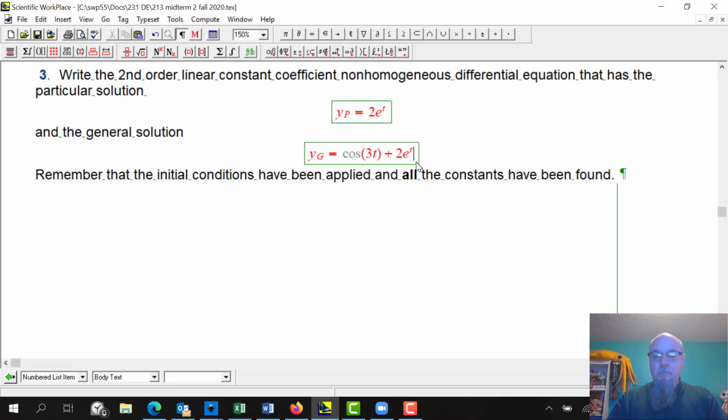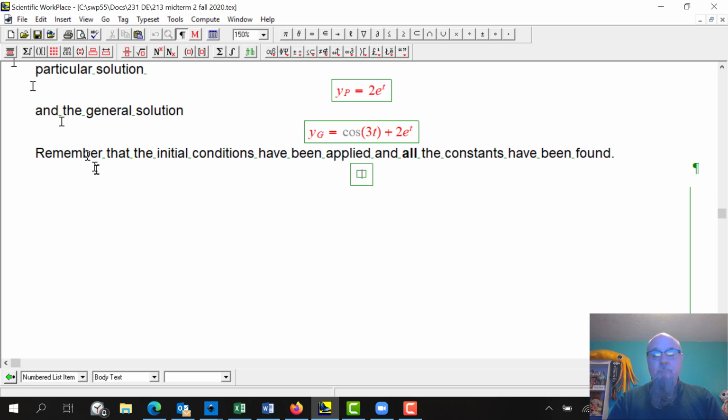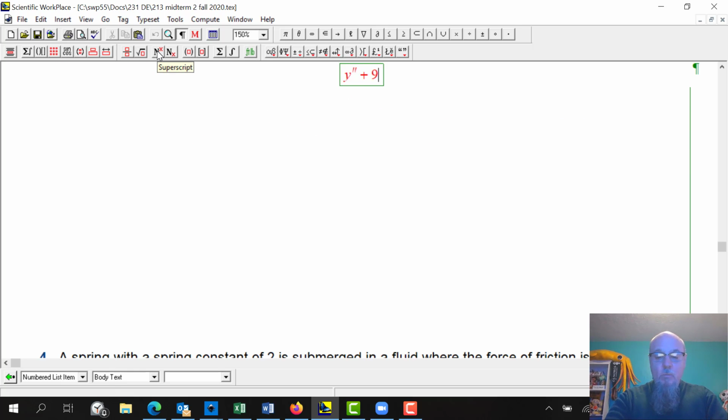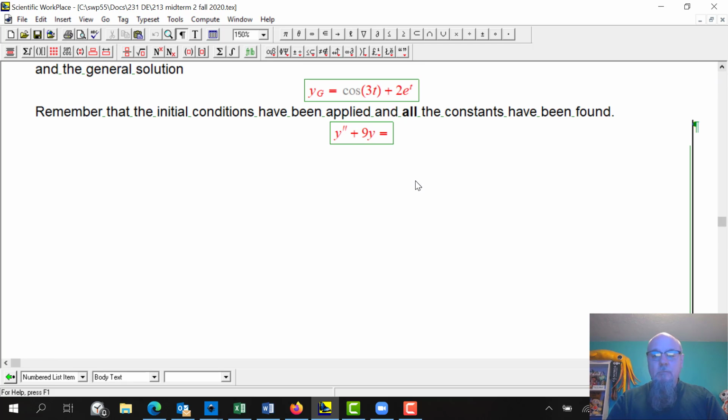So that means, if the eigenvalues must have been plus or minus 3i, the auxiliary equation must have been lambda squared plus 9 equals 0. So that means it must be y prime prime plus 9y is equal to, well, is equal to what? This would give me the auxiliary equation lambda squared plus 9 equals 0, which would give me the eigenvalues plus or minus 3i, which would give me this as the homogeneous equation.